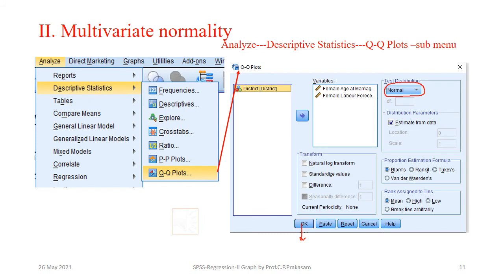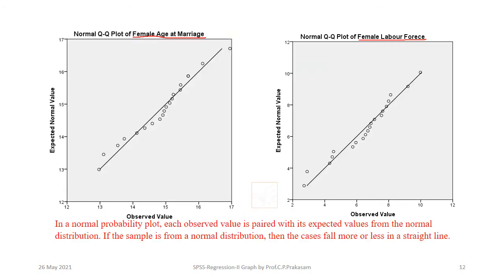Then click that normal distribution, and you will get the Q-Q plot. You can see the SPSS output here, that for female age at marriage, observed values are on the x-axis and expected normal values are on the y-axis. Similarly, observed values are on the x-axis for the female labor force participation, and the y-axis will be the expected values.